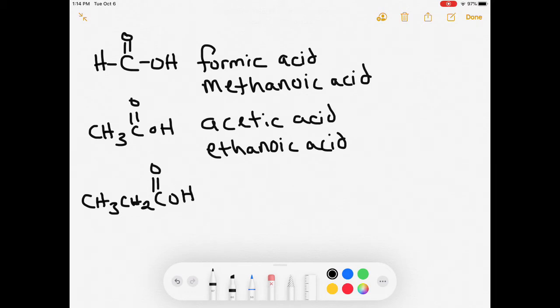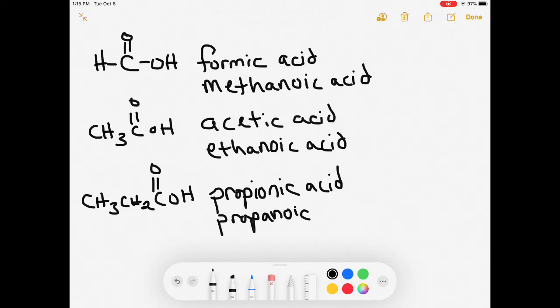Okay, so 3 carbons would be propion, and then we put ic on the end and acid. But the IUPAC name would be propane, and then we add OIC, propanoic acid.